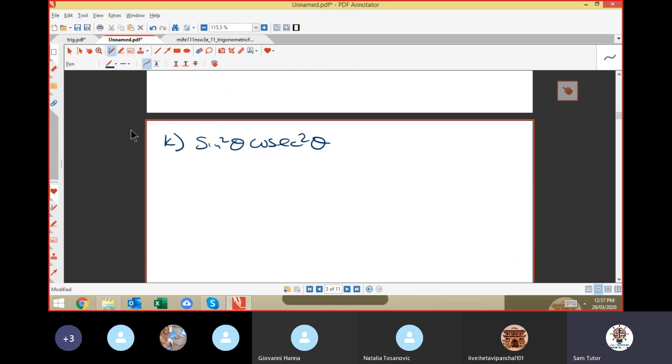So Nikki, you there? Yep. So sine squared, you're not going to change. You're just going to leave that as sine squared theta times, what should you change this to? 1 over sine theta, squared. Yeah, sine squared theta. And then what can you do with your squares? Cancel. What are you left with? 1. And that's it. Easy.